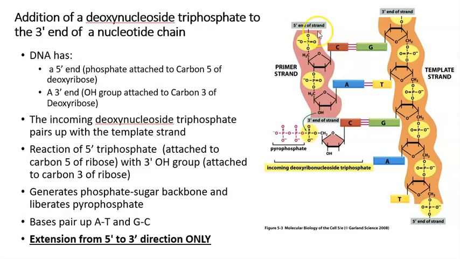And that is effectively what a primer is doing. It's providing a 3' OH, so it's providing a short stretch of double-stranded DNA that DNA polymerase can hang on to and then react this incoming nucleotide with this reactive oxygen group here to create a new phosphodiester bond. And then the process repeats all the way down the strand. So this is why we say extension is from a 5' to 3' direction only.